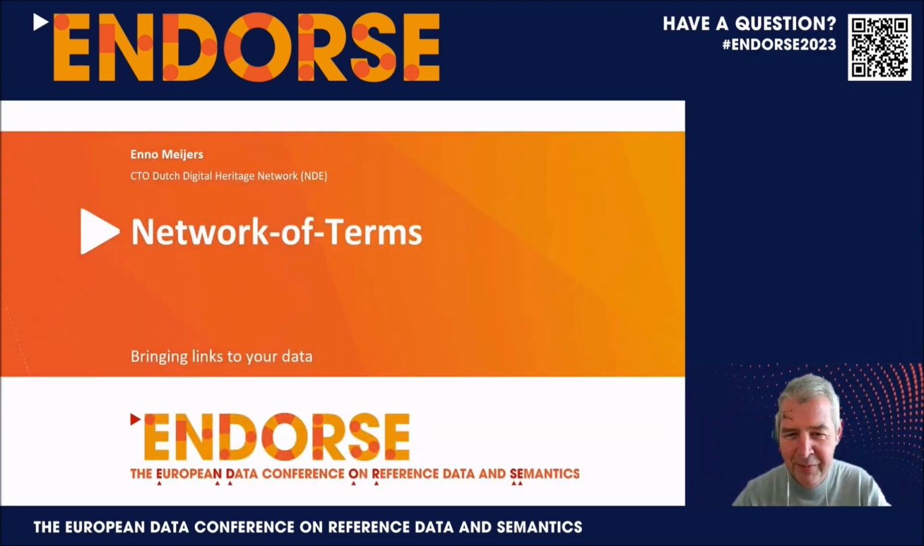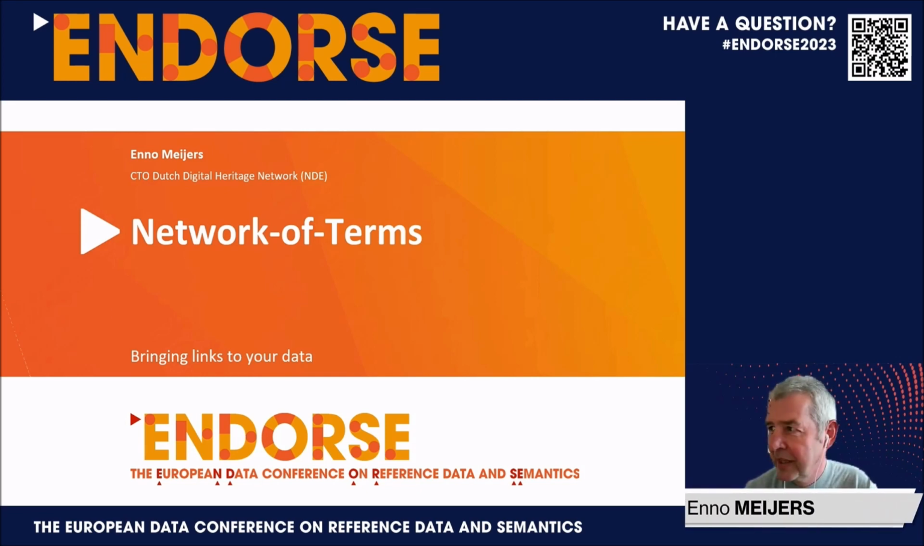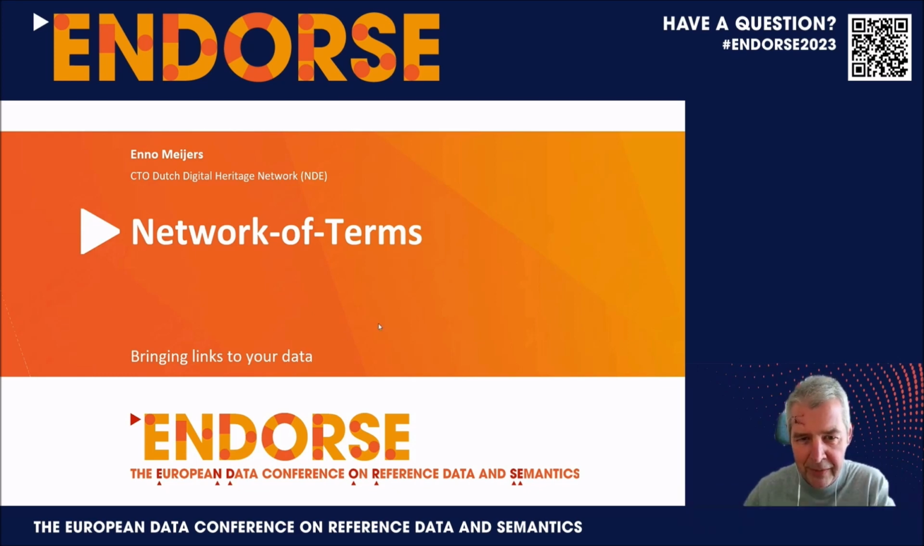Thank you for giving me the opportunity to tell a little bit more about the work we are doing in the Netherlands for the Dutch Digital Heritage Network. And the piece I will be telling is especially about how to create 5-star linked data. As we all know, it's very important to create very high quality linked data by linking to external data, and that is what our solution, the network of terms, is really about.